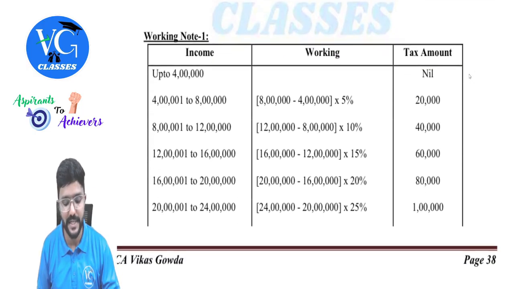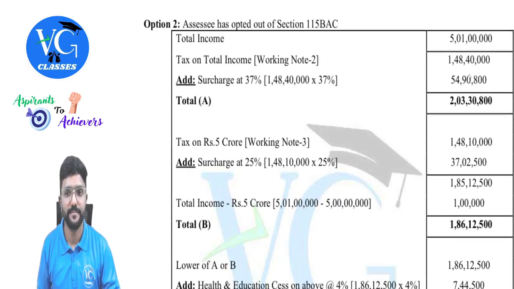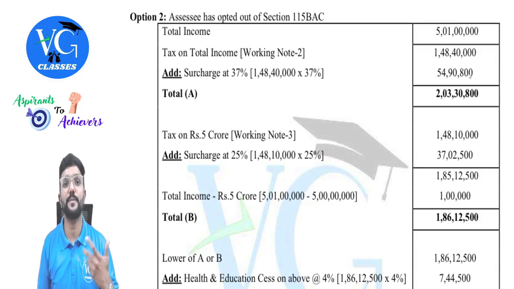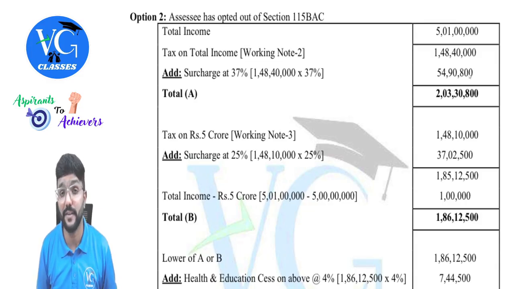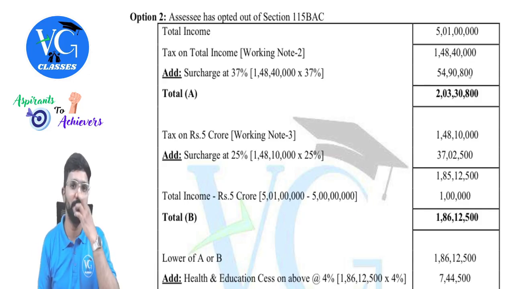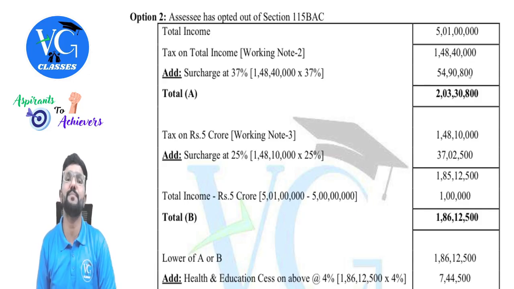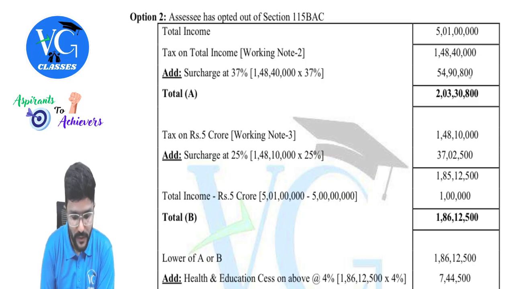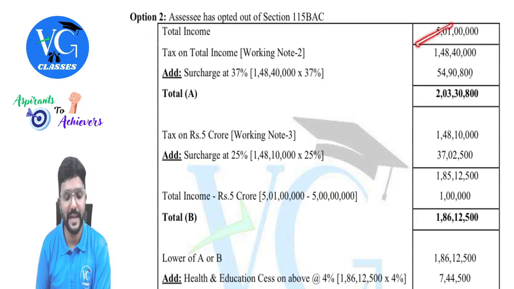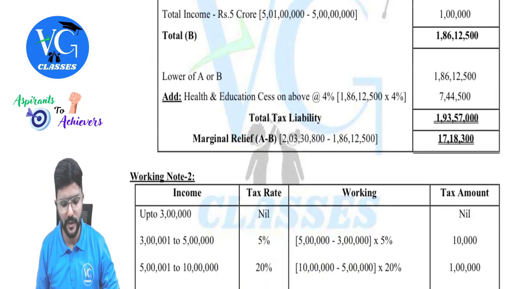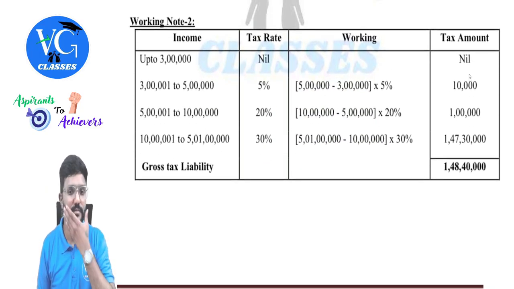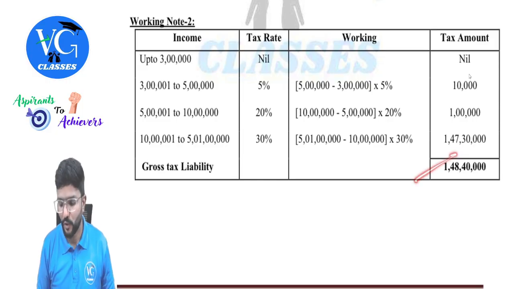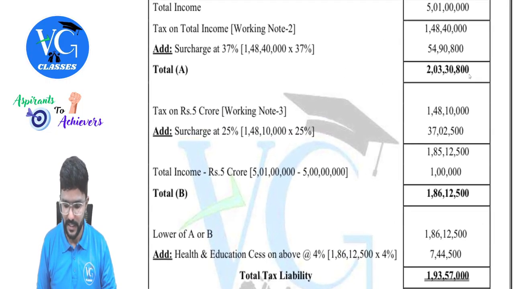Okay. Now let us check it under optional. Under optional regime, is relief available? Yes, it will be available because it has crossed 5 crore by a small margin, guys. Okay. So first step, total income is 5 crore 1 lakh. Calculate tax on that. I have given a working note for it. Just have a look into it. It comes to 1 crore 48 lakh 40,000. Take it.